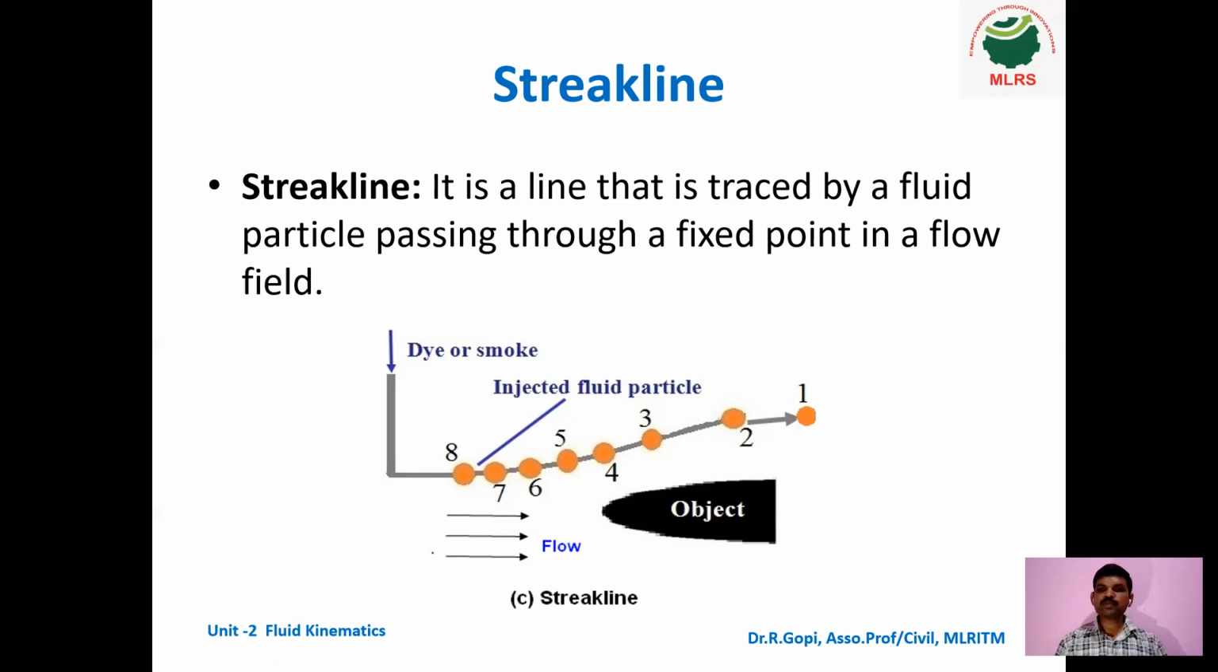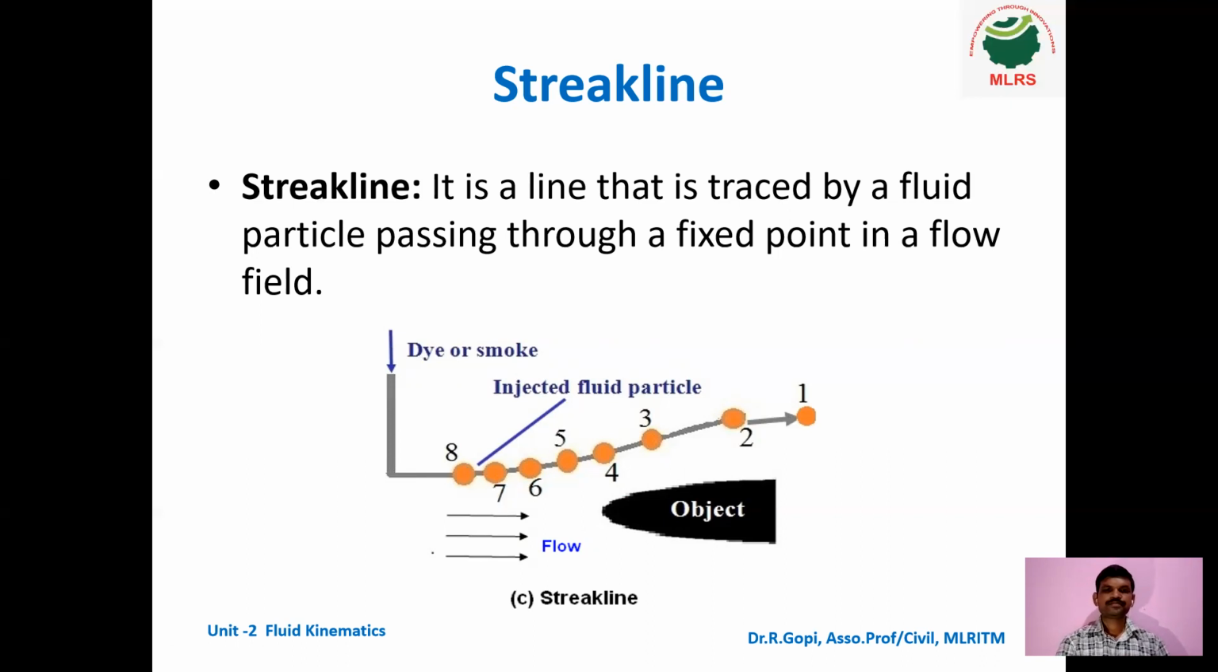Suppose air is passing from left to right. Left to right means the smoke is also moving from left to right. So that smoke derived from that agarbatti, that line is called a streak line. You can see here a glass tube is there. It may be a dye or smoke that will be delivered, the injected fluid particle. So from here that smoke or dye is moving along this line. If you connect all these points, that line is called the streak line.